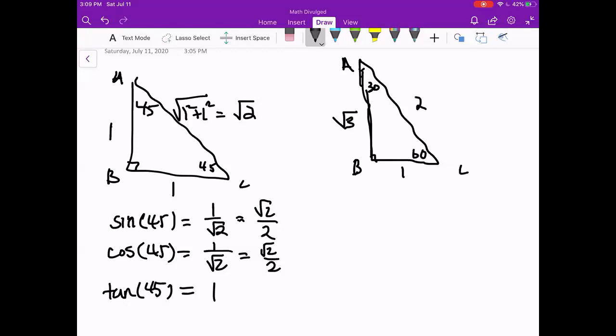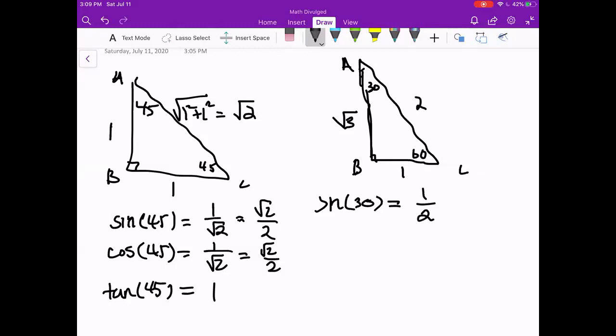So then let's talk about the trig values. Let's first start with this 30-degree angle. So if we have sine of 30, that's equal to the length opposite it, which is 1, divided by the hypotenuse, which is 2. So that's just 1/2.